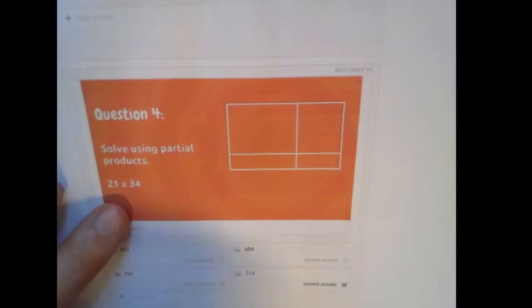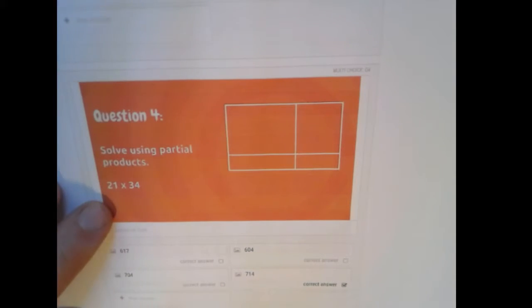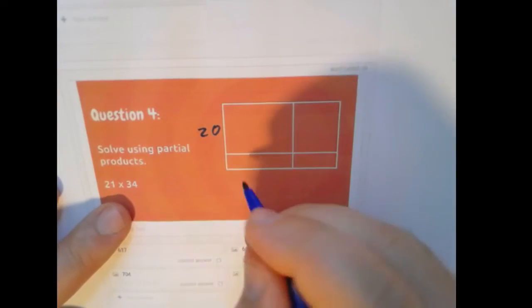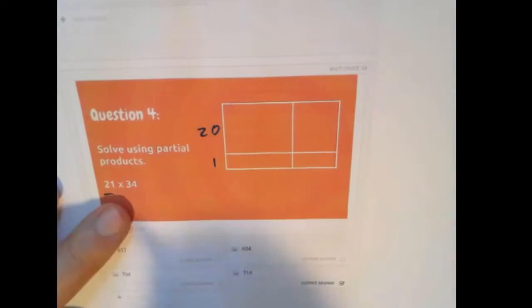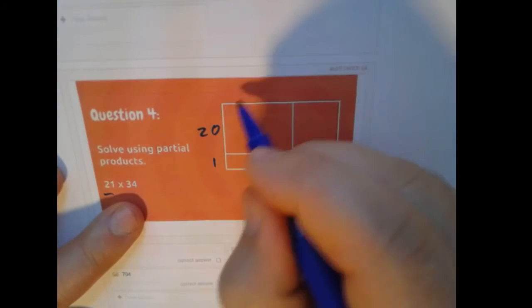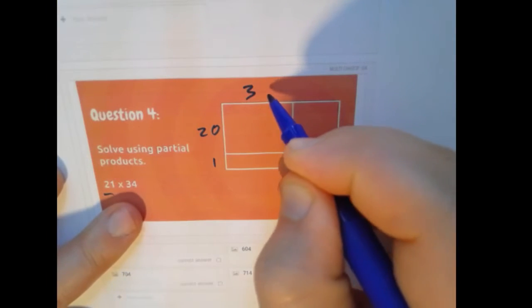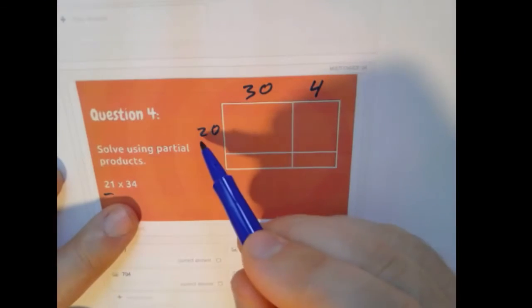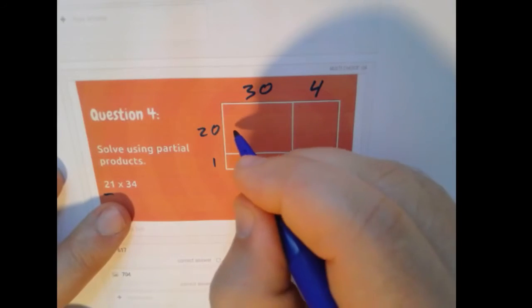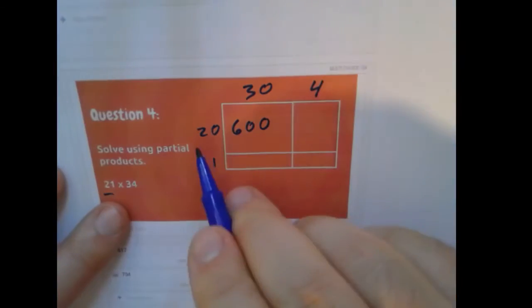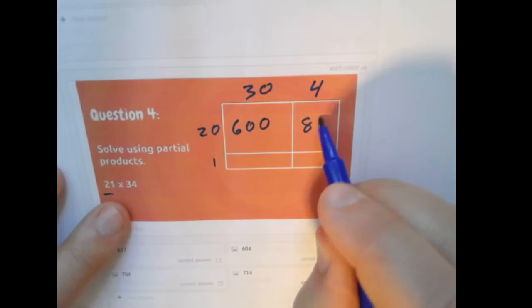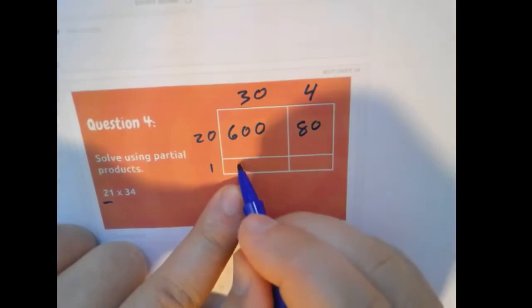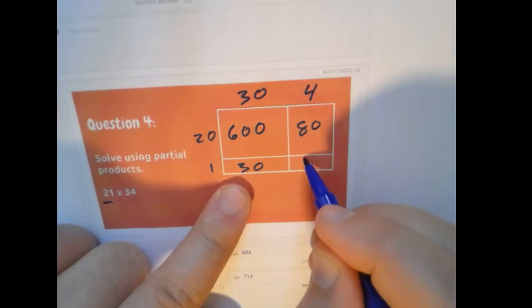Let's do one more. So 21 times 34. So if this was 20 and 1 more, there's our 21, times the width of 34, so if this is 30 and 4. So 20 times 30 would be 600. 20 times 4 would be 80 for this rectangle over here. 1 times 30 is 30. 1 times 4 is 4.